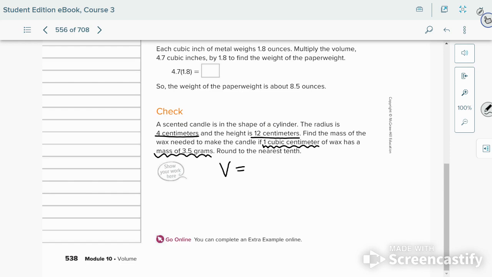So now we go volume. We have to find the volume first because that'll get us how many cubic centimeters this wax candle is made up of, and then we'll multiply it by the 3.5. So pi r squared h, volume equals pi. The radius, it said, was 4, so we're going to square 4. The height is 12, so then we're going to get the exact volume here. That's 192 pi.